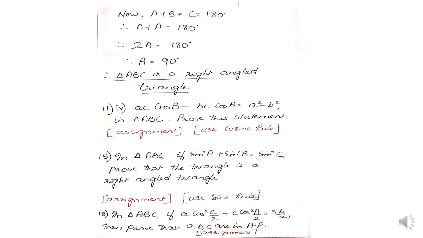Thus A is equal to B plus C, and A plus B plus C is equal to 180. We can write B plus C as A, so we get 2A as 180 or A as 90. So we prove that triangle ABC is a right angled triangle.